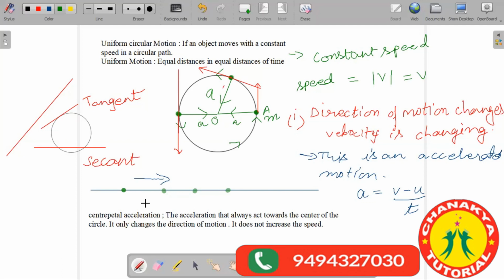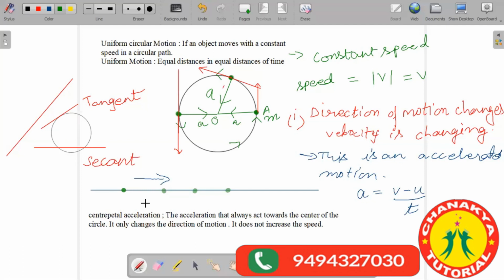a centripetal acceleration. So the centripetal acceleration will always act towards the center of the circle, and this acceleration will always be perpendicular to the direction of motion. The direction of acceleration will always be perpendicular to the direction of motion. Got it? And it cannot increase or decrease the speed. What it can do is just change the direction of motion. No change of speed is here. However, if an object changes its speed, that will not be because of the centripetal acceleration. That will be due to some other acceleration.